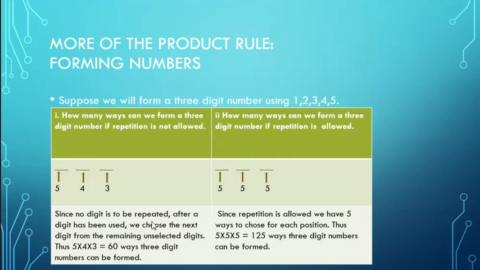Since no digit is to be repeated, after a digit has been used, we choose the next digit from the remaining unselected digits. And how many ways can we form a 3-digit number if repetition is allowed? If repetition is allowed, it's very easy since we have 5 digits available for each place: ones, tens, and hundreds. Therefore, 5 times 5 times 5 equals 125 3-digit numbers that can be formed.